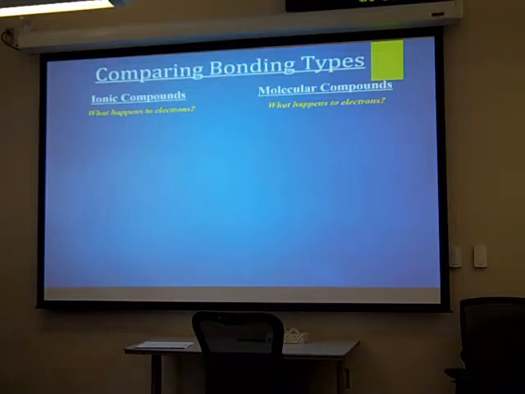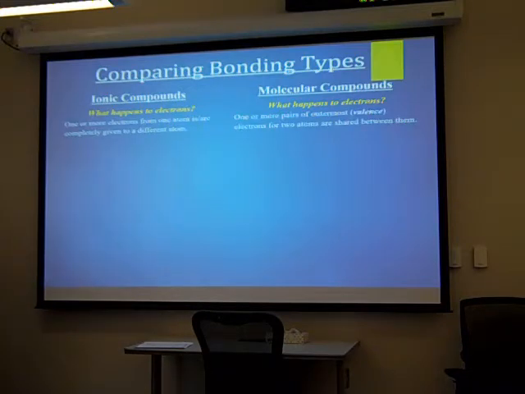But in covalent compounds, what happens to the electrons? Shared. They're shared. Exactly. So they're kind of pulled in between the 2. And these are always valence electrons, outermost electrons, that are either given up or shared.